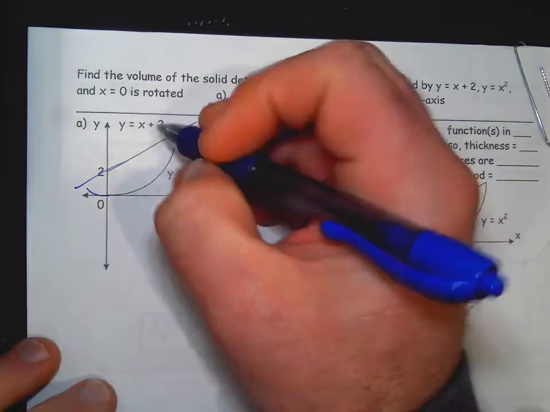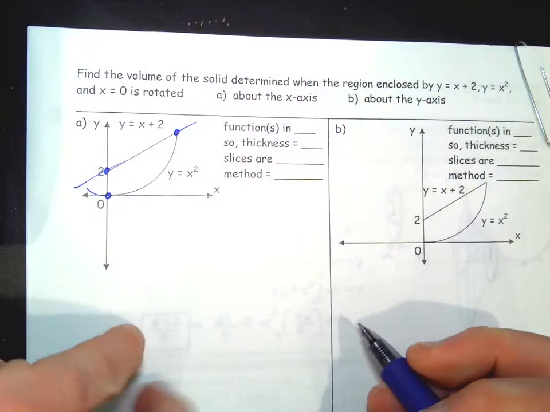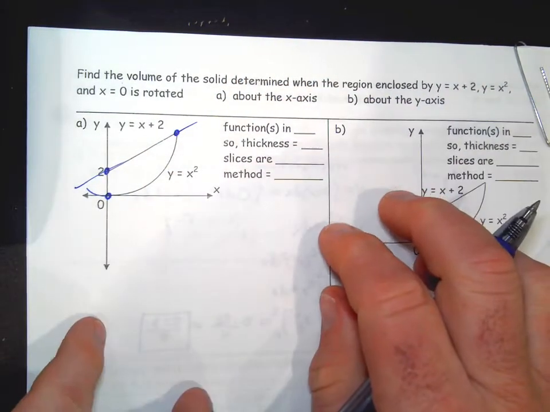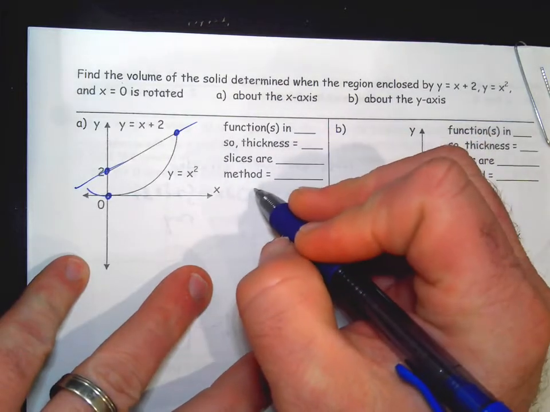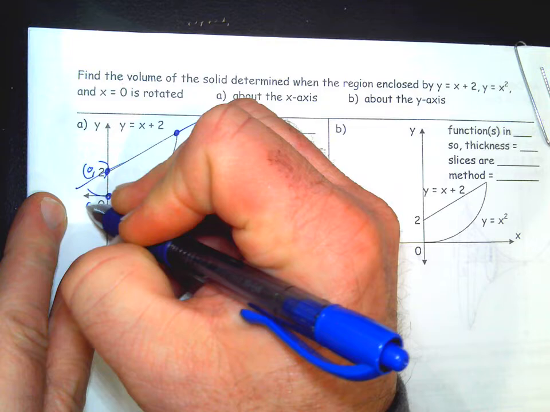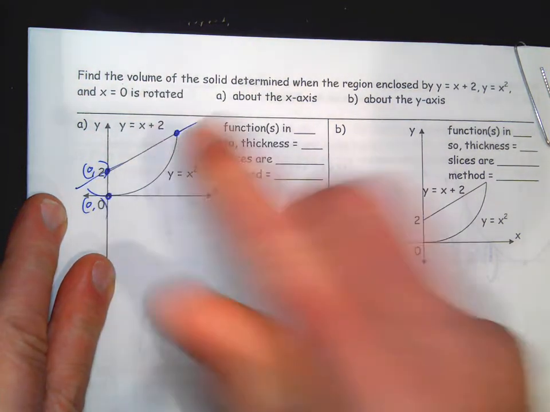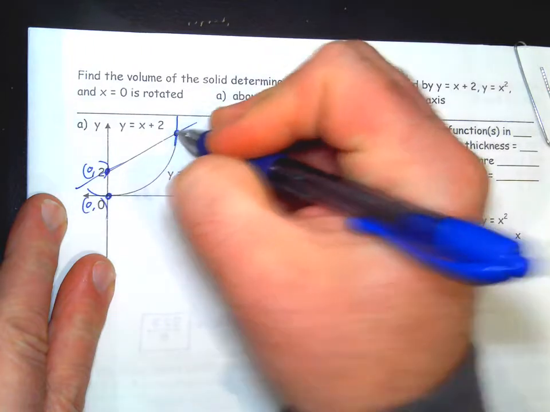We need to find the intersections of these curves, okay? And they're going to be the same for all these problems right here. So we could say, okay, well, this is 0, comma 2. This is 0, comma 0. If you plug 0 in here, you get 2. Where do these two intersect each other?